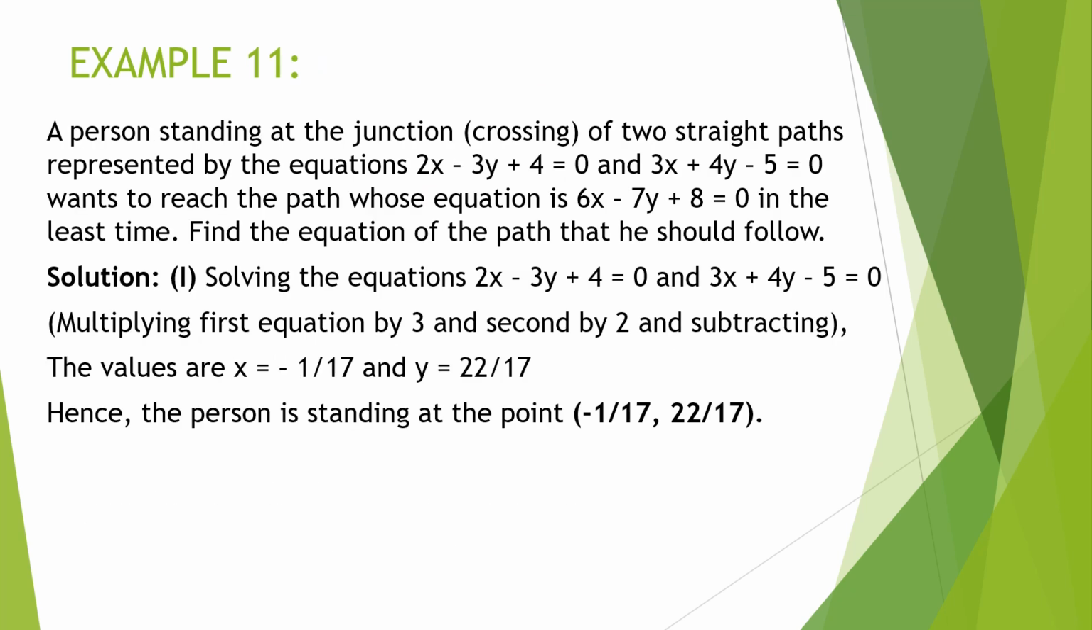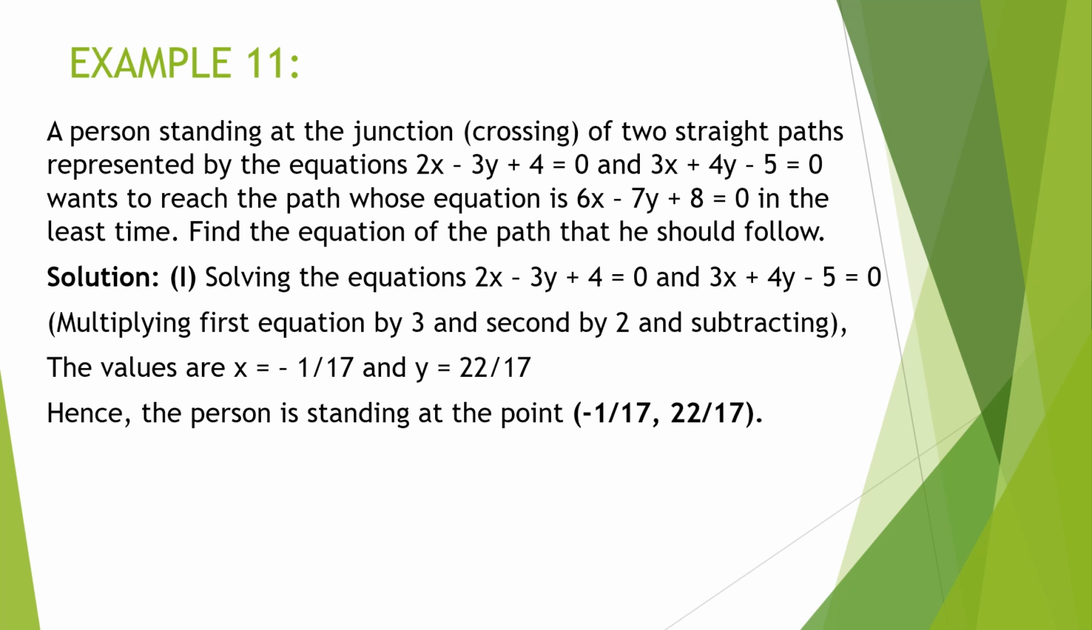Next example. A person standing at the junction or crossing of two straight paths represented by the equations 2x - 3y + 4 = 0 and 3x + 4y - 5 = 0 wants to reach the path whose equation is 6x - 7y + 8 = 0 in the least time. Find the equation of that path.